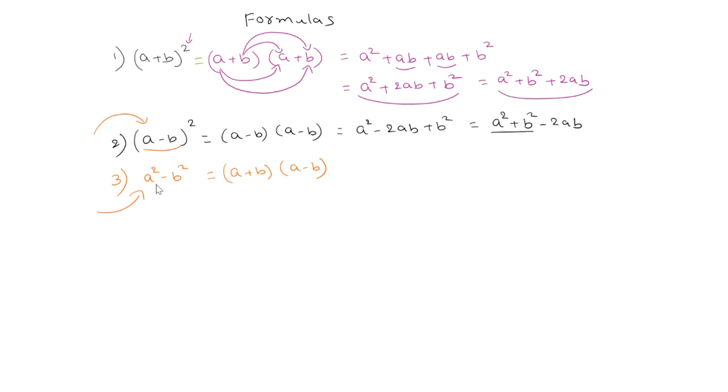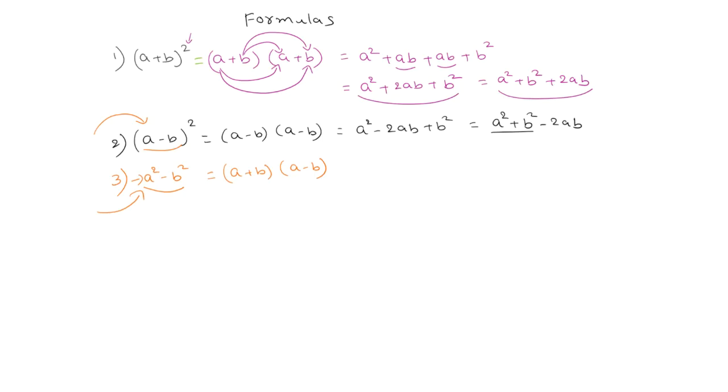See, this is a minus b whole square. This is a square minus b square. Here a and b together have a bracket applied. Here a and b individually have squares: a square minus b square. So further, the result we are saying is a plus b into a minus b.